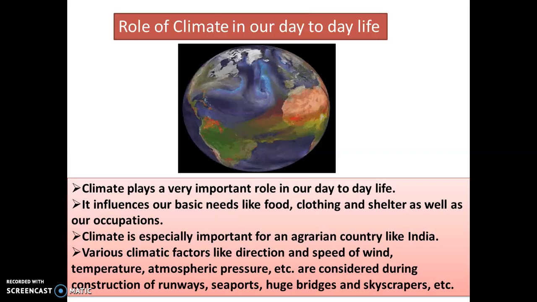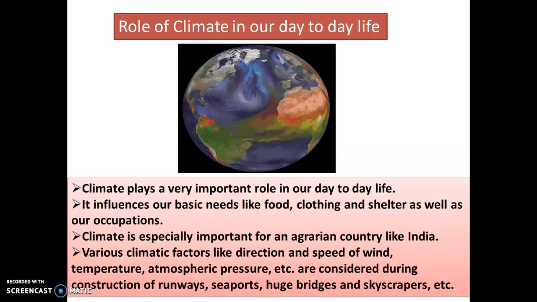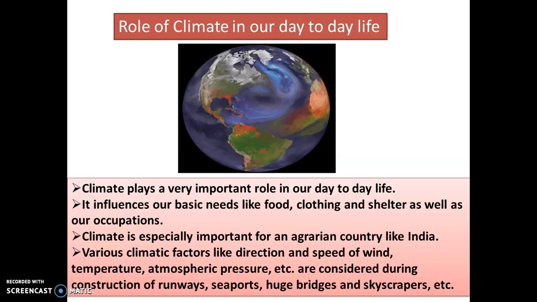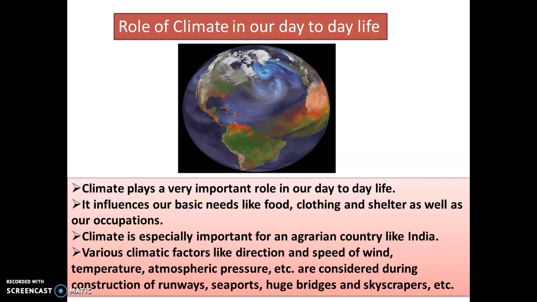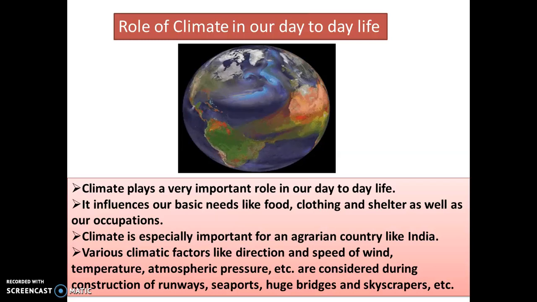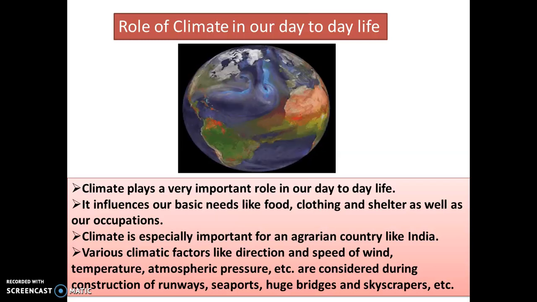Then it is especially important for a country like India, because our country is an agricultural country and agriculture depends upon the climate. Various climatic factors like direction and speed of wind, temperature, and atmospheric pressure are considered during construction of runways, seaports, huge bridges and skyscrapers.